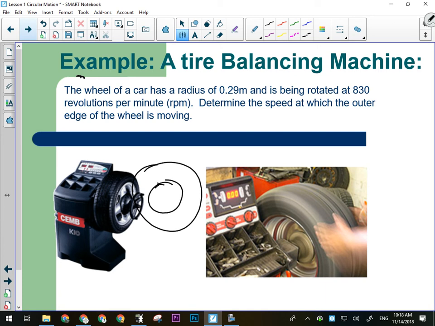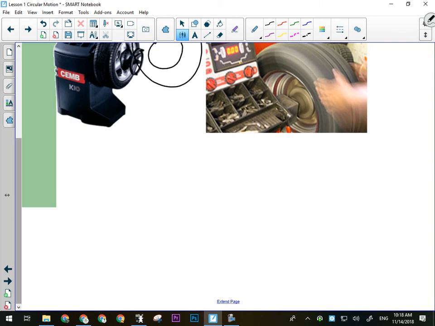Anyway, so this is a frequency. They have told me how many revolutions happen per time interval, not the time for one revolution. If they'd given me the time for one revolution, that would have been the period. So I've got a frequency, and we'll have a look at how this will solve. We have a frequency of 830 revolutions per minute, and we have a radius of 0.29 meters.